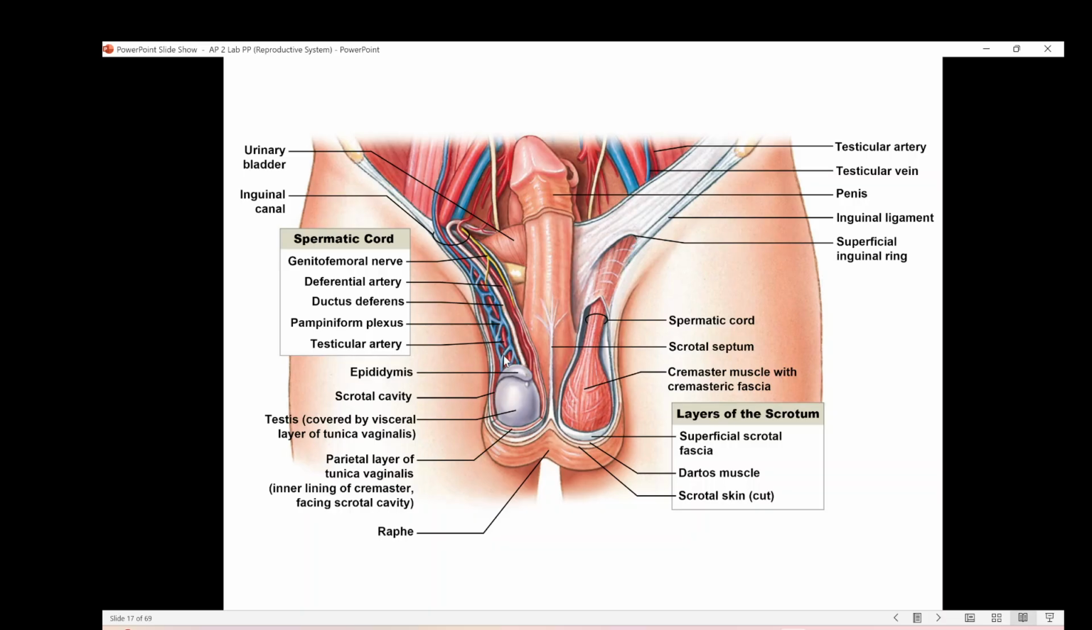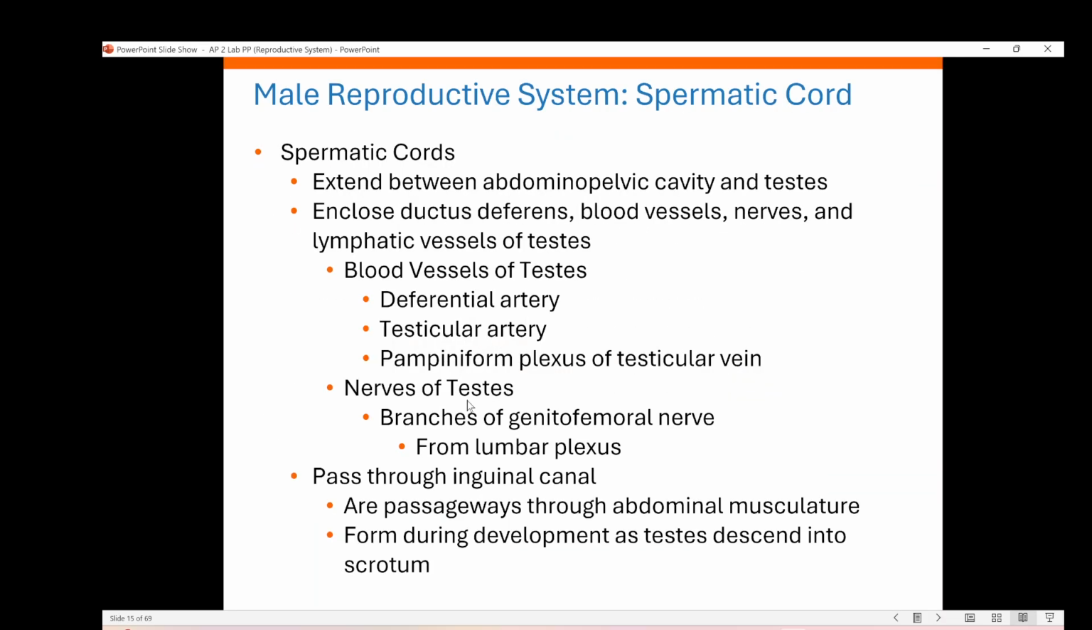We have some nerves going down to the testes. The genitofemoral nerve is one of the nerves off of the lumbar plexus. So the spermatic cord is actually in the inguinal canal. I had mentioned earlier that the inguinal canal is the passageway that the testes descend through from the abdomen into the scrotum, again, about the 7th month of life.